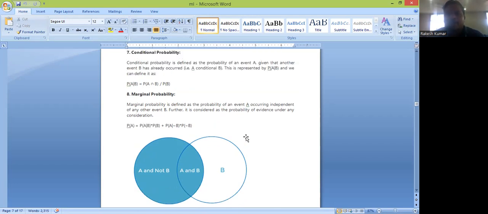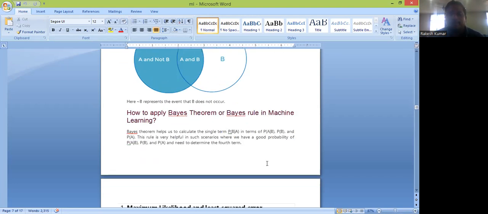So here we have marginal probability. Marginal probability is defined as the probability of an occurrence independent of another event. Further, it is considered the probability of evidence under consideration. What is evidence? Whatever outputs or results we are going to get, that is the evidence. Here we have P of A, P of not B, P of A and B, and P of B.